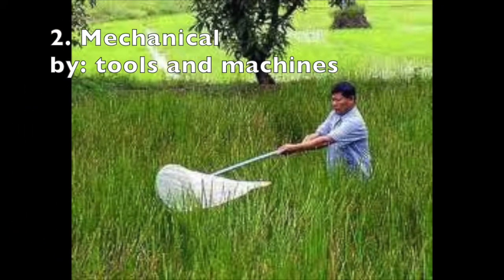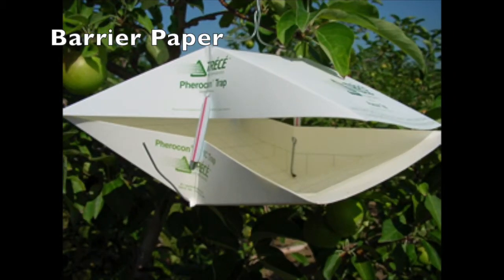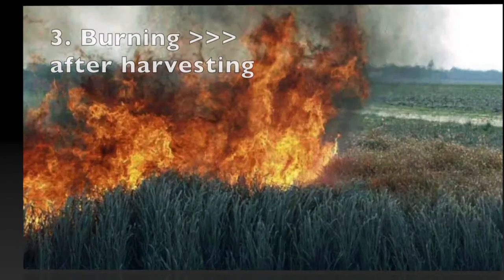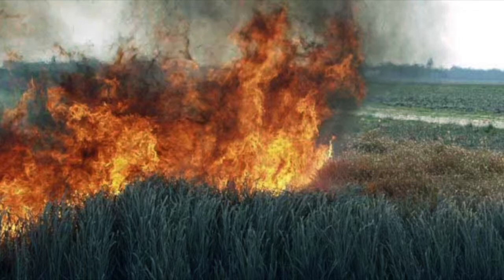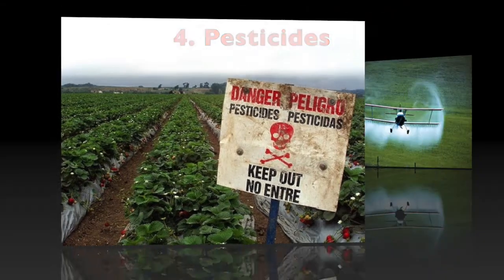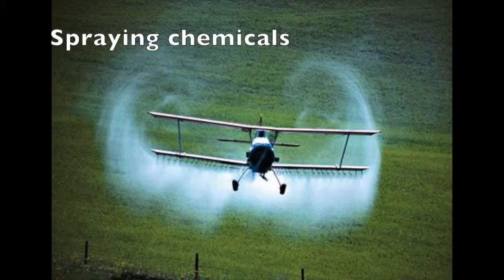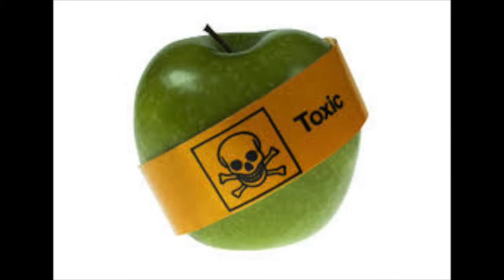Next is mechanical pest control, using equipment and natural ingredients that make barriers around plants. For this, we can take barrier paper as an example. The third type is field burning. After the harvest, the field is burned to get rid of pests. The last type I would like to mention is pesticide. By spraying substances over the field, but some can cause cancer or health issues or destroy wildlife.